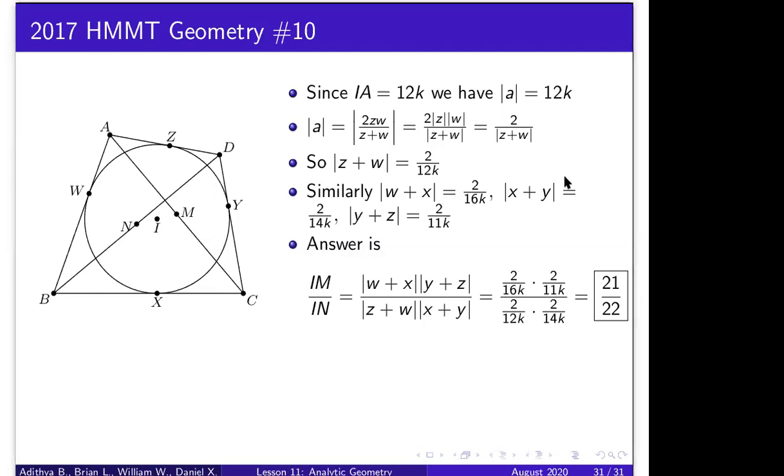Oh yeah, no, M, I, N are collinear in general. This is Newton's theorem. You can also prove it using complex numbers and using basically what we have. So actually what we have there, IM over IN, the final bullet, if you get rid of the absolute values, you just have to show that number is real. If you can show that W plus X times Y plus Z all over Z plus W times X plus Y is real, then you can show that M, I, and N are collinear.